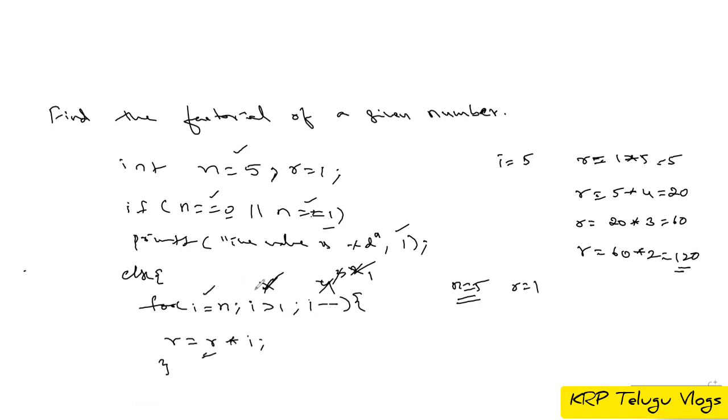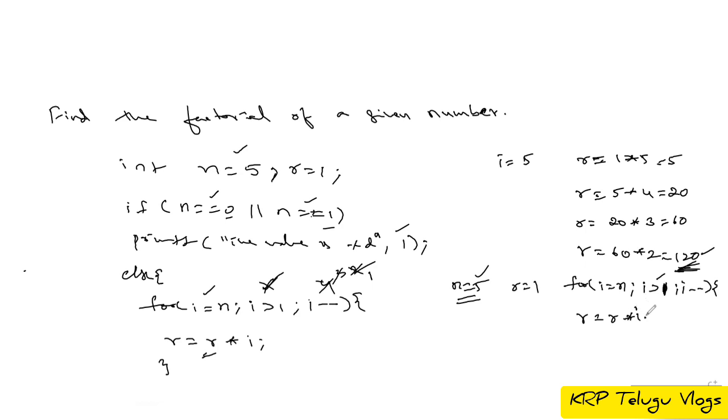So I'm taking a for loop. In the for loop, I am starting from n, that is 5, so I greater than 1 I am putting, I minus minus. Why I am putting I greater than 1 is anyway 120 into 1 is nothing but 120 only. That is not required to do. Clear? So now R is equal to R into I.